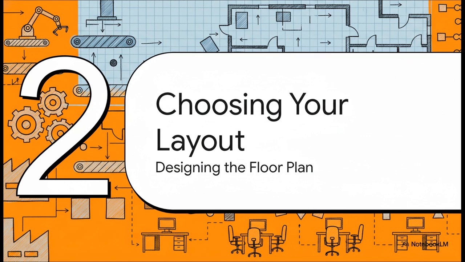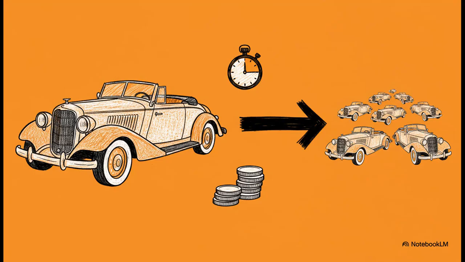Okay, so once you've got that blueprint, it's time to actually build the house. Choosing a layout is all about the physical arrangement of your resources, your people, your machines, your materials. This is where the design literally comes to life on the factory floor or in the office. Let's kick this off with a classic challenge. I want you to imagine you're Henry Ford for a second. Your mission is to build millions of Model T cars. They all have to be identical, and you need to crank them out as quickly and as cheaply as humanly possible. So how do you set up your factory to pull that off?